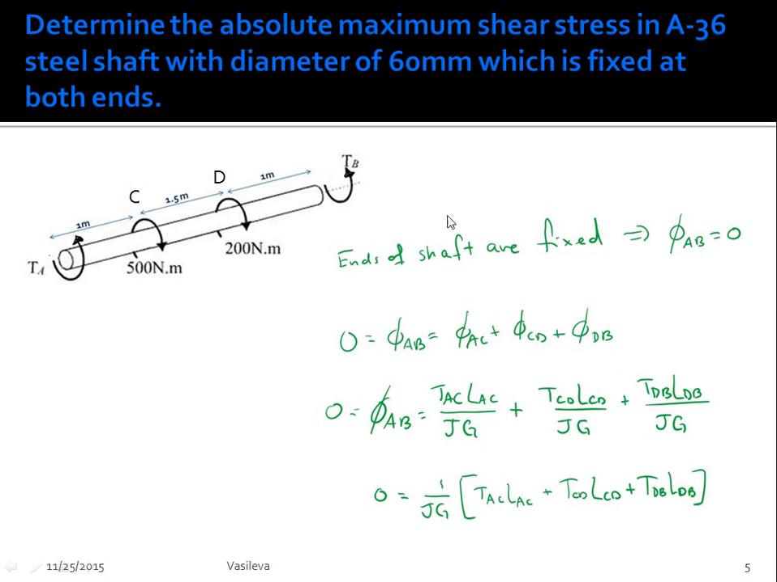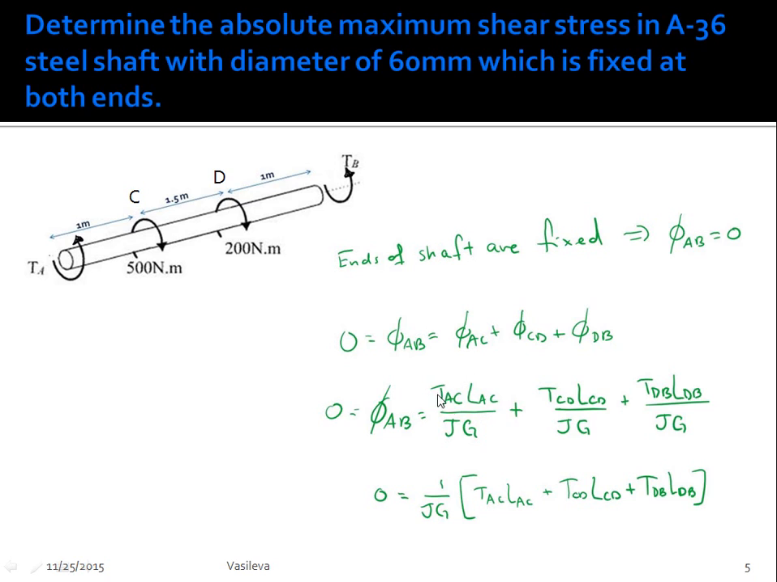Now we need to consider the fact that the ends of the shaft are fixed. That means that our total angle of twist from point A to point B is going to be 0. And we know that the total angle of twist from A to B is going to be the sum of the angle of twist from A to C, C to D, and D to B. So I wrote my equation: angle of twist A to C plus C to D plus D to B, and that in total is going to be equal to 0.